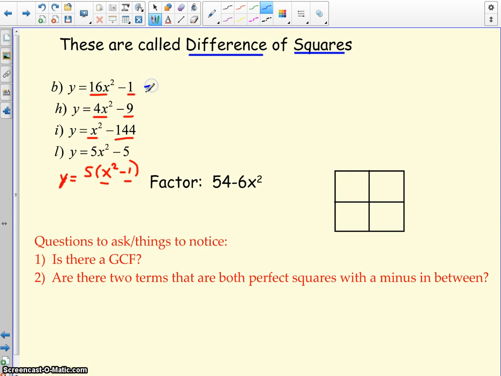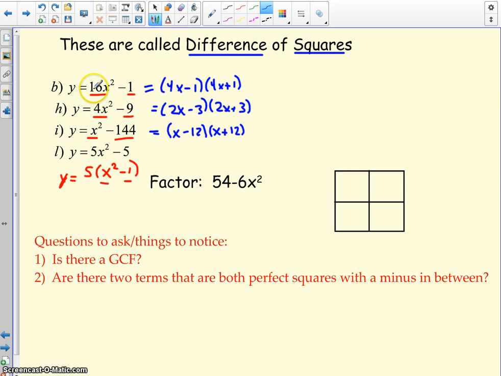And if you look at the final pattern here, you wound up with, for b, you had 4x minus 1, 4x plus 1. Okay, for h you had 2x minus 3, 2x plus 3. Okay, quickly you can say I is x minus 12, x plus 12. If you wonder where these values are coming from, like the x, the 12, the 2x, the 3, the 4x, the 1, they come from taking the square roots.